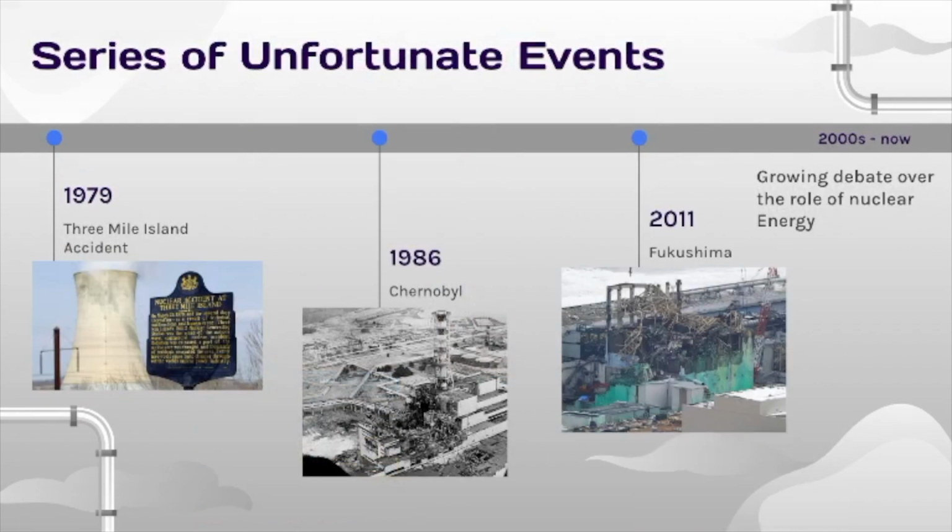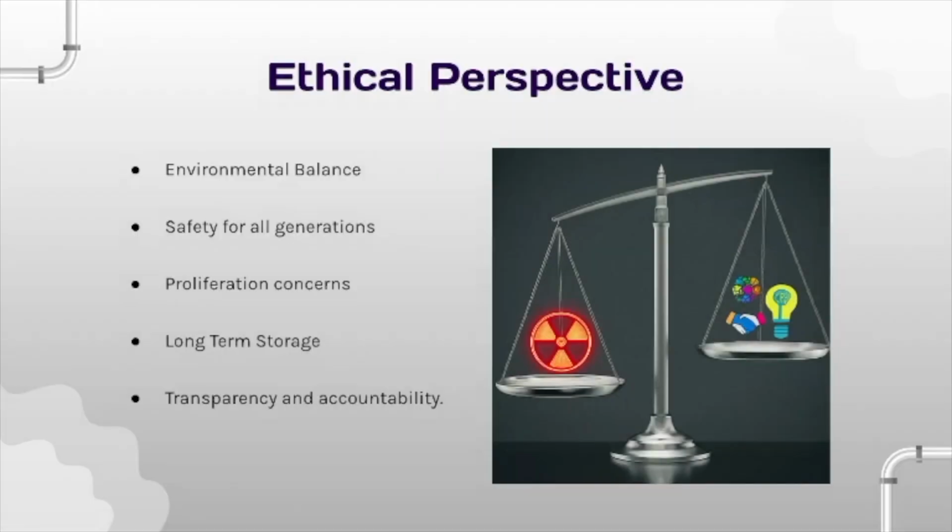However, in the late 90s and early 2000s, there was a series of unfortunate events that spurred widespread concern. The Three Mile Island accident in 1979, followed by the catastrophic Chernobyl disaster in 1986 and the Fukushima incident in 2011. This led to two ethical perspectives. The pro-nuclear believe nuclear is a crucial part of the energy mix to combat climate change. They also believe it's a steady and reliable source of electricity, and if we invest in its technology, the accidents should not happen again.